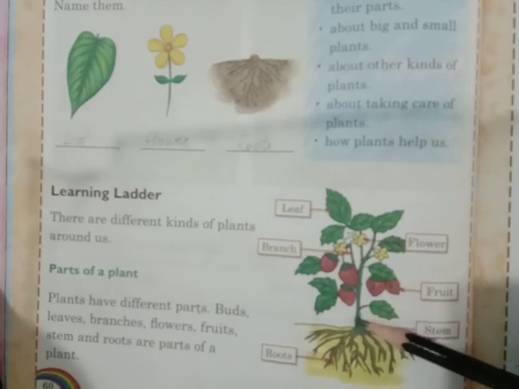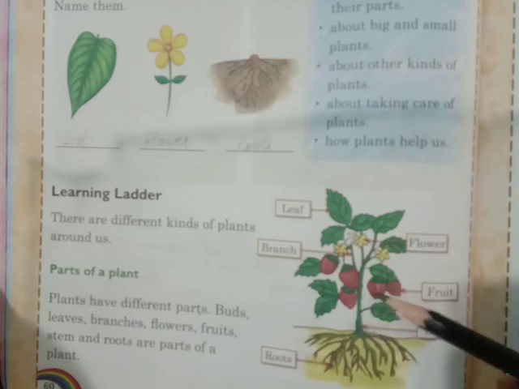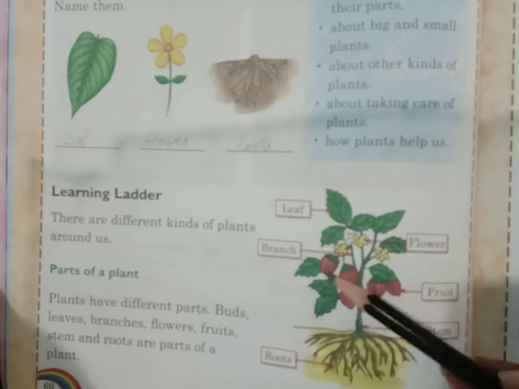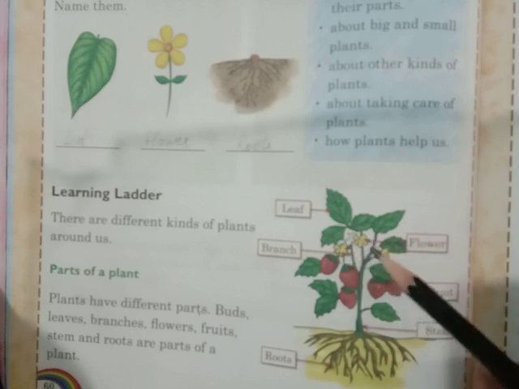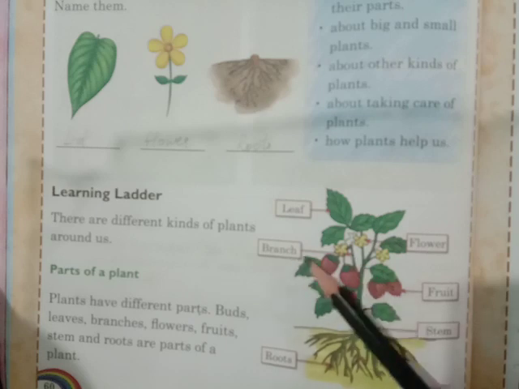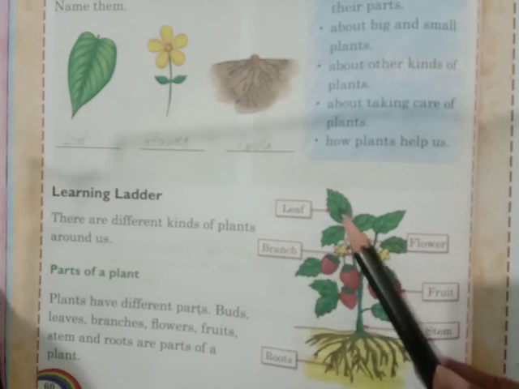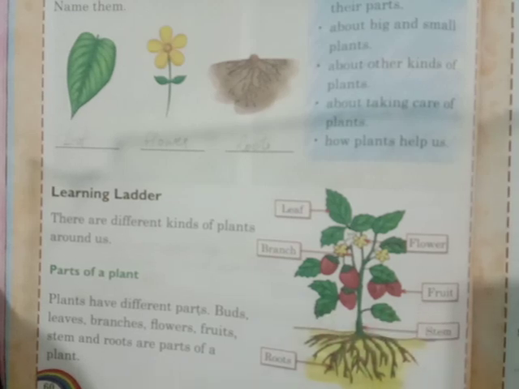This is the stem. And these are the fruits. There are also many flowers. Can you see the branch and the leaves? So these are the parts of a plant.